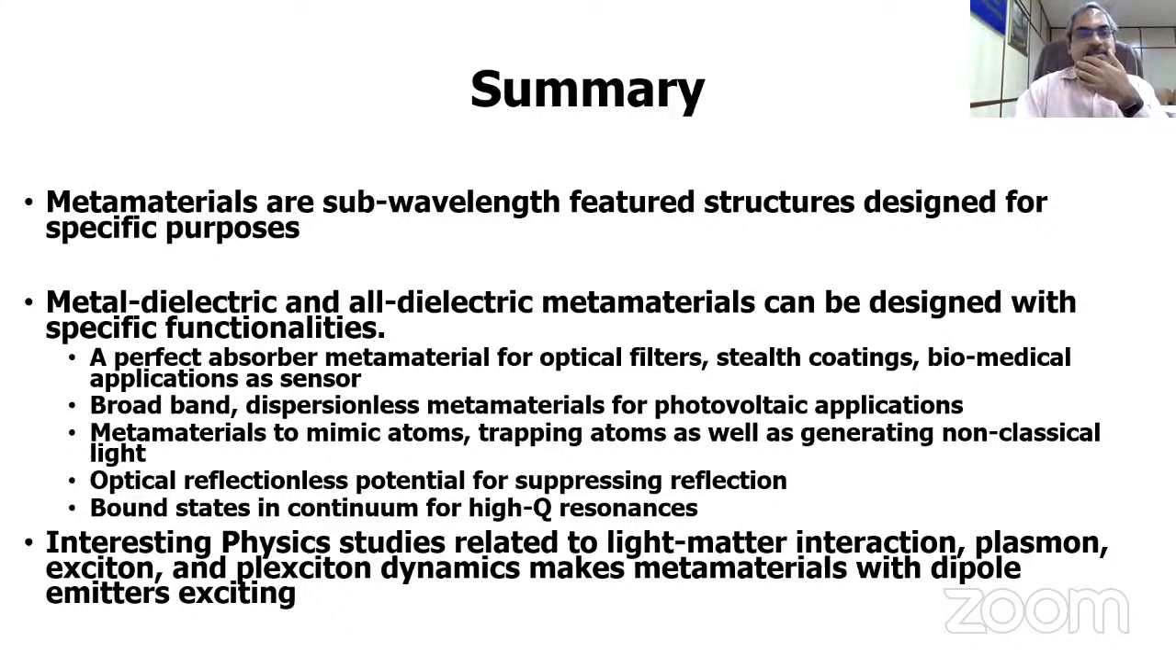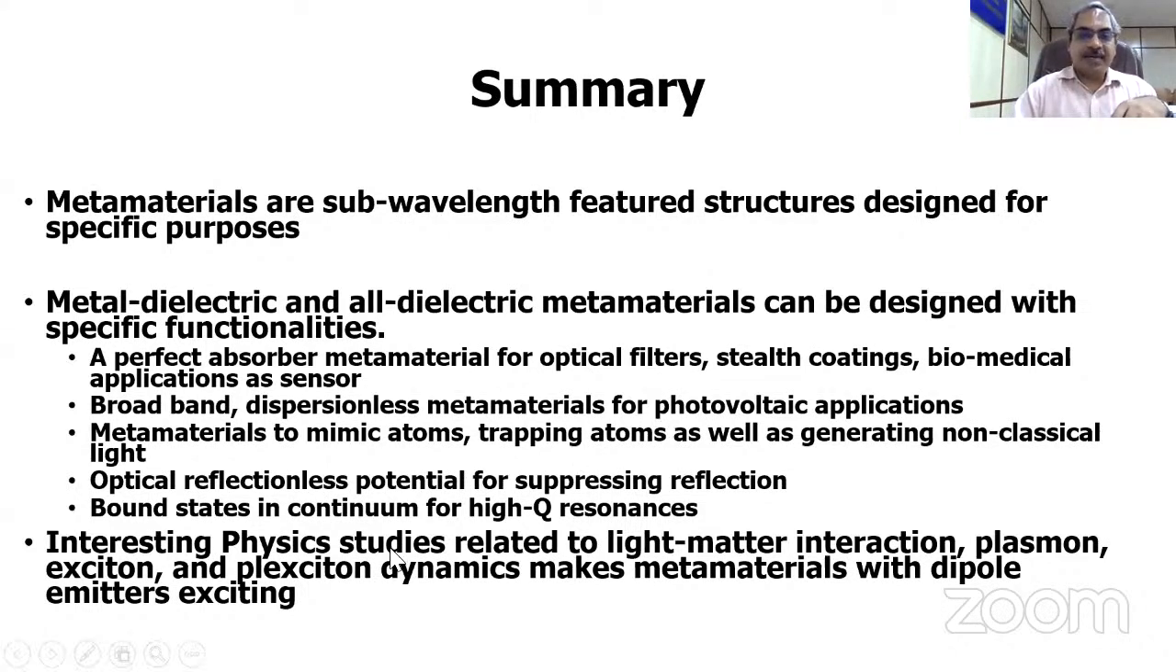Okay. Just to summarize, metamaterials are subwavelength feature structures designed for very specific purposes with very specific properties, whatever we want. We can have metal and dielectric combinations, or purely dielectric materials to make these structures. I showed examples of a perfect absorber metamaterial, which can have applications in optical filters, stealth coatings, and biomedical applications as sensors. It also showed a broadband dispersionless metamaterial, which can have applications in photovoltaics.